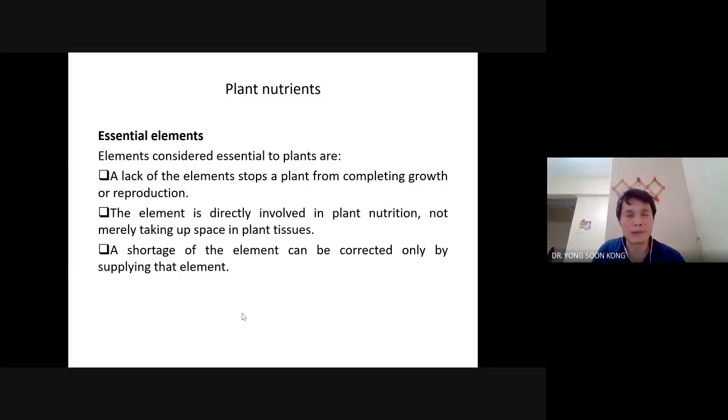So we'll begin with plant nutrients. Now, if you still remember what I've taught earlier about introduction to soil, I informed you that there are macronutrients and there are micronutrients. So no need to tell what the consequences are if plants lack any one of these elements. Something bad will happen to the plants, isn't it?